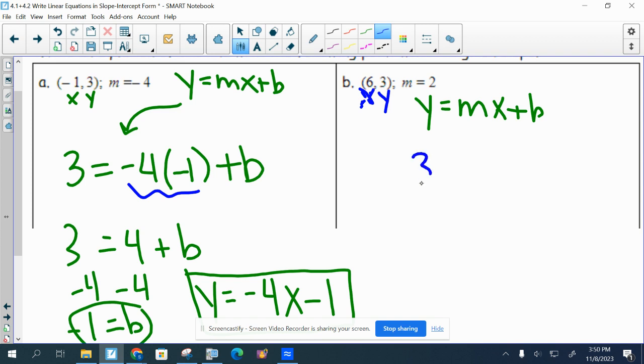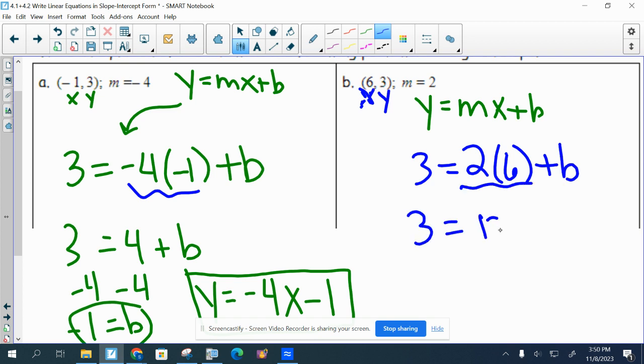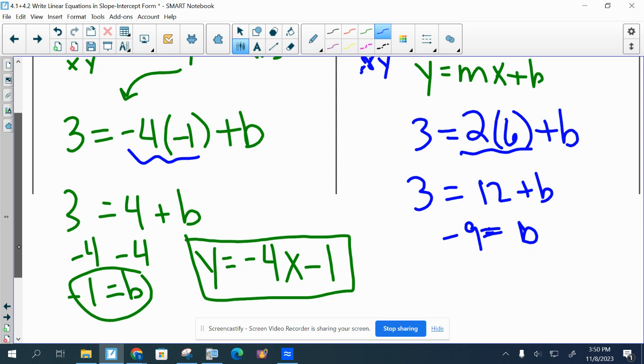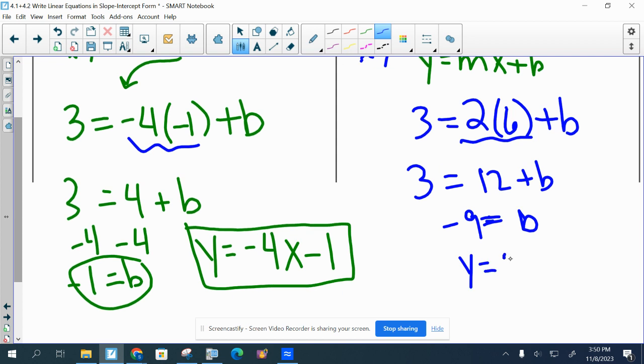So y is 3, m is 2, x is 6 plus b. So we're going to multiply these two together, and that'd be 12. And then if you subtract 12 over, you get negative 9. Then your equation would be y equals 2x minus 9.